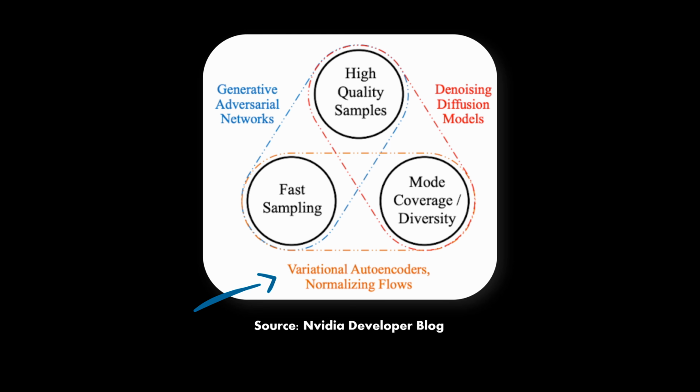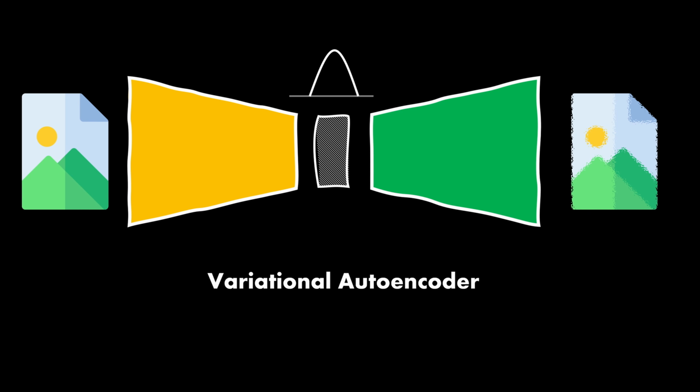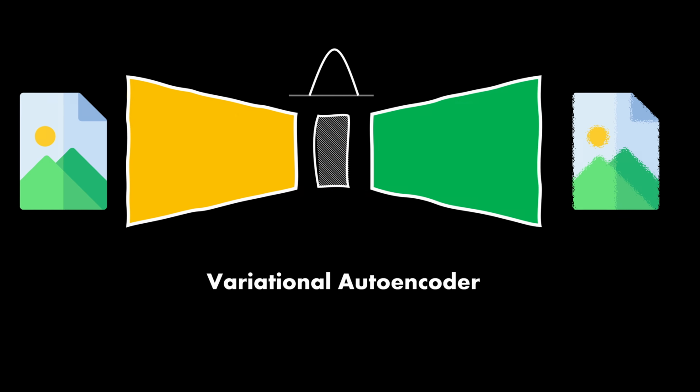VAEs and also normalizing flows have shown to produce diverse samples quickly, but usually the quality is not great compared to GANs. As a recap, a VAE compresses an input into a latent distribution and then samples from this distribution to recover the inputs. After training, we can sample from the latent space to generate new data points. Usually VAEs are quite easy to train, but as mentioned, the outputs can be blurry.